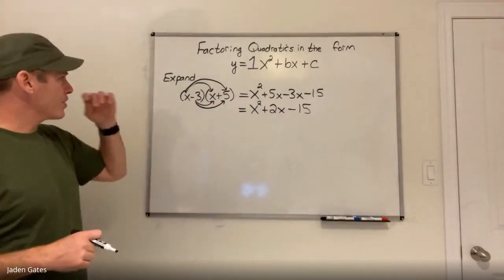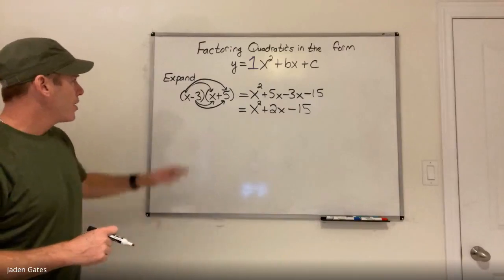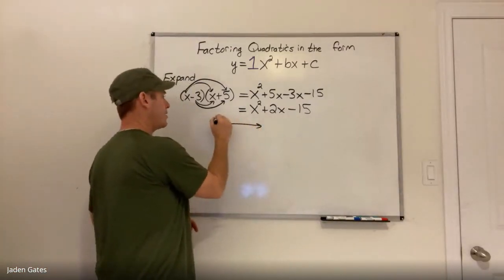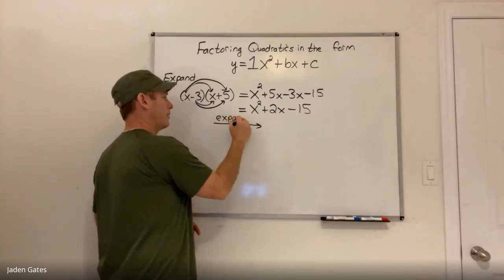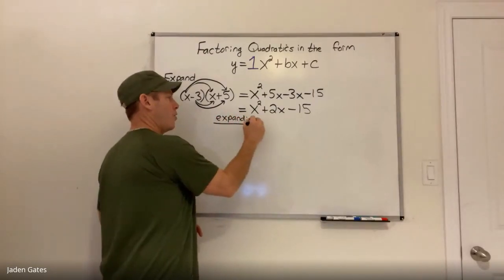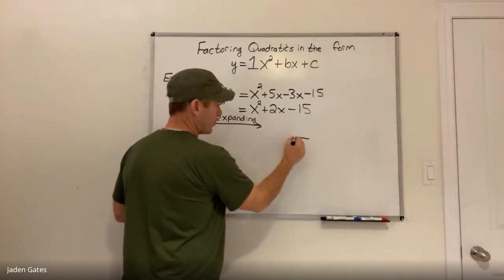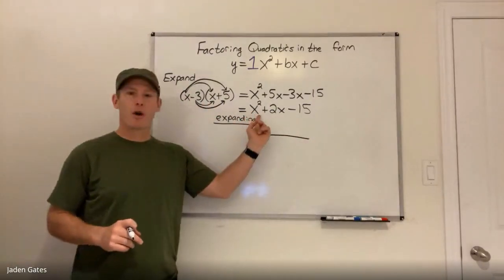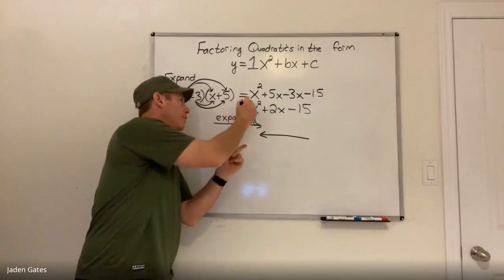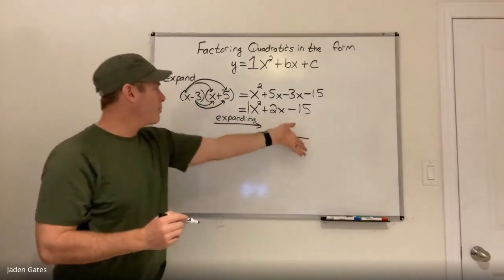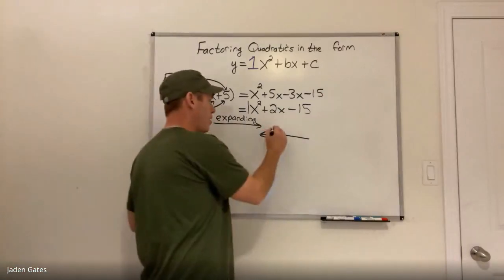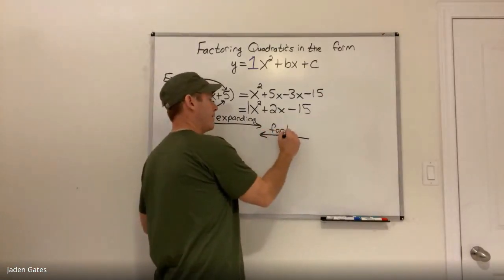Now, again, as I mentioned earlier today, going this way, what I just did, that's expanding. What we are going to do is go the other way right now. So I am going to take a trinomial here, again, with a 1 in front of the x squared, and I'm going to switch it back and make it look like this. That process is factoring.